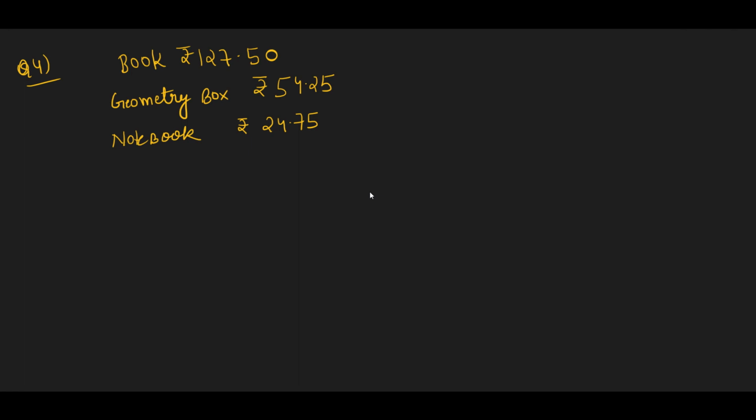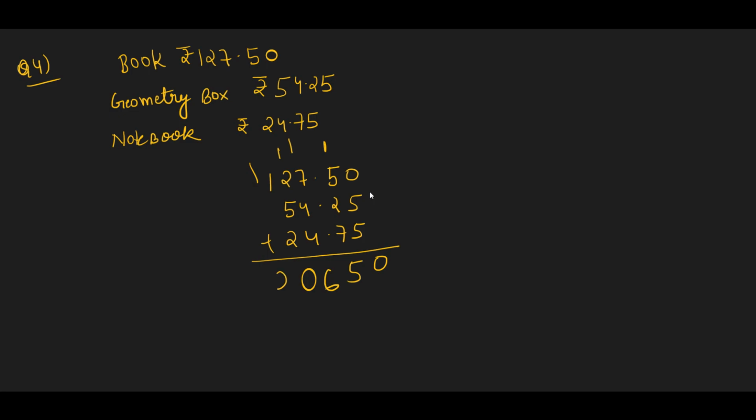So what will we do? 127.50, 54.25, 24.75, and add them. So 10, 15, 16, 12. So 206.50 rupees she has spent in all on these three items. One more word problem we will go through.